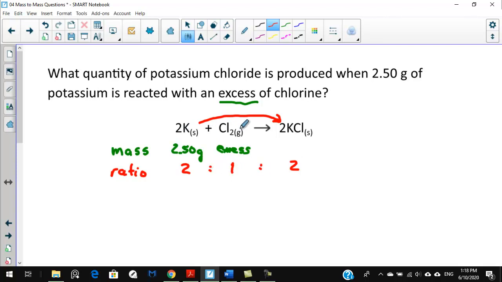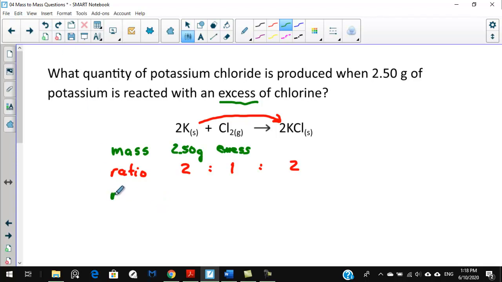And we know that if we have 2 atoms of this, we're going to be able to make 2 molecules of that. So that ratio is important, but we don't have our number in atoms right now. We have it in mass. So we need to convert the mass into a usable number. And that usable number would be something in moles.